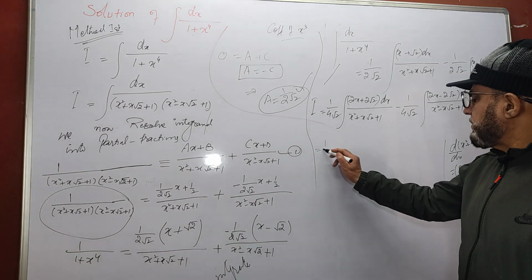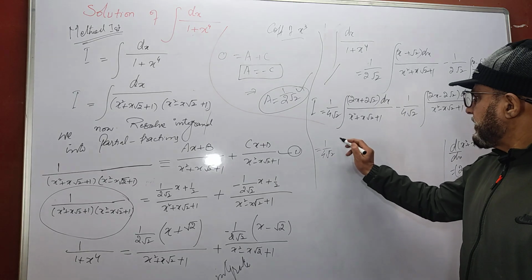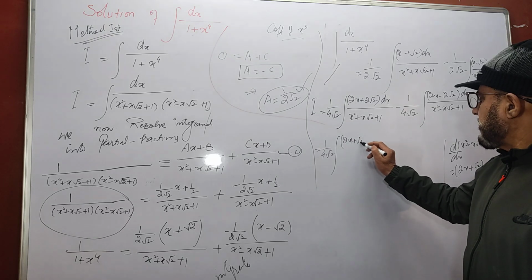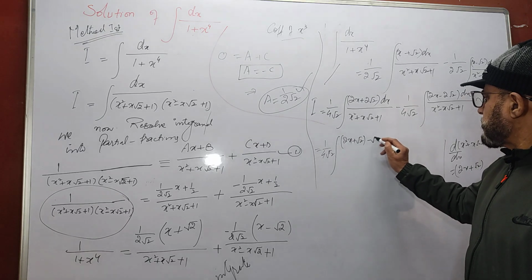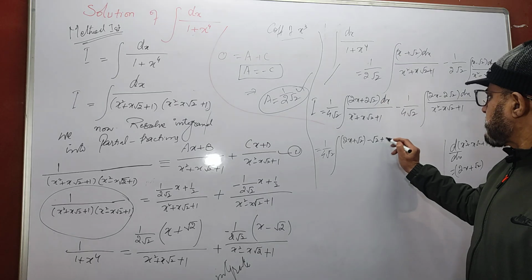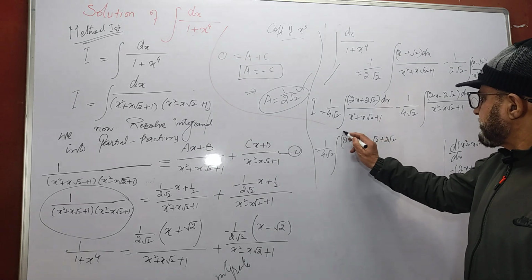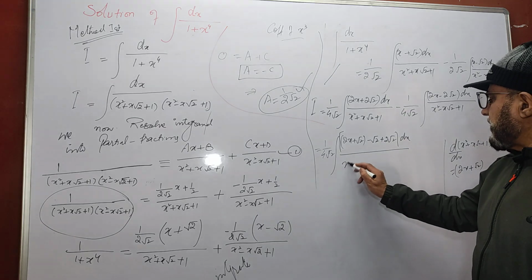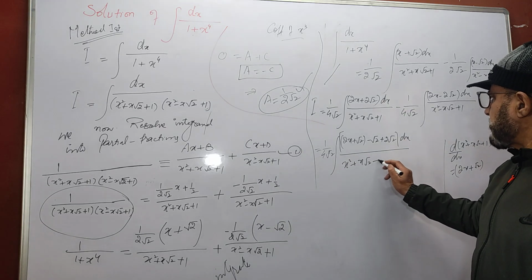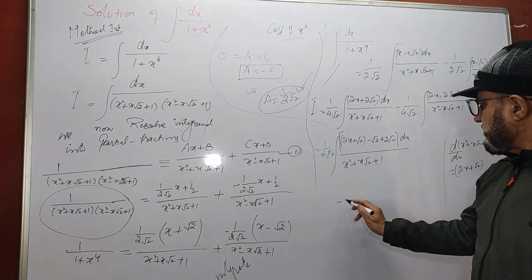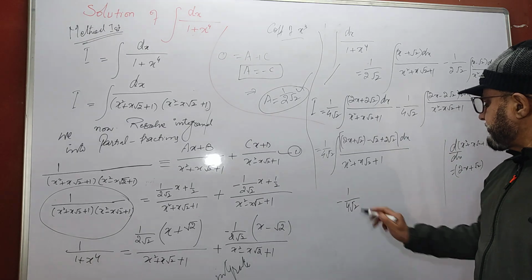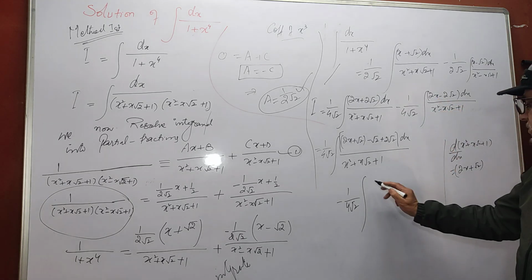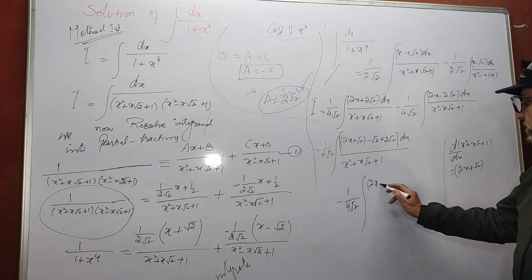This is 1 by 4√2 times the integral of, I need here 2x + √2. I will simultaneously subtract √2, then plus 2√2 which is existing here, dx upon x² + x√2 + 1. Then in this case, minus 1 by 4√2 times the integral of, here also I need 2x − √2. I will write here 2x − √2.